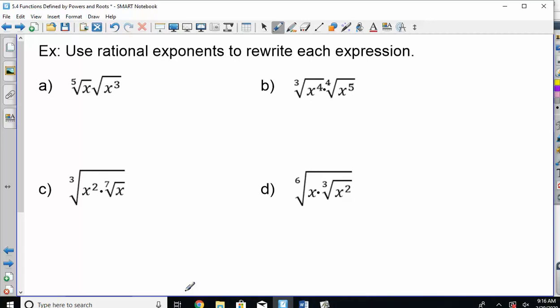Okay, if I gave you the 5th root of x times the square root of x to the 3rd, why don't we rewrite these? What is a 5th root? How would you write that? x to the 1/5 power. How would you rewrite the square root of x to the 3rd? So 3/2. Good.